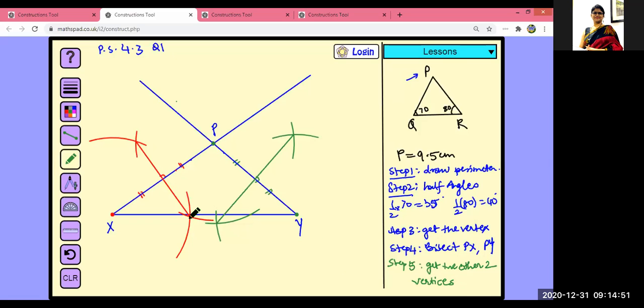So the points where these perpendicular bisectors hit the base, these two points, these are the other two vertices, that is Q and R. And joining these three points, we get the triangle that is PQR. So PQR like that, we get this triangle.